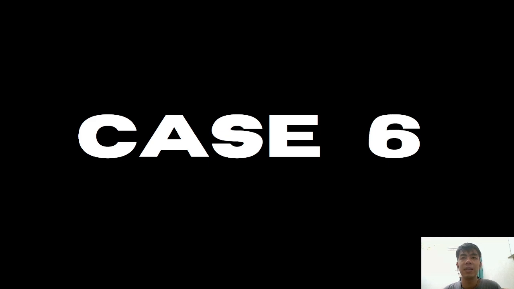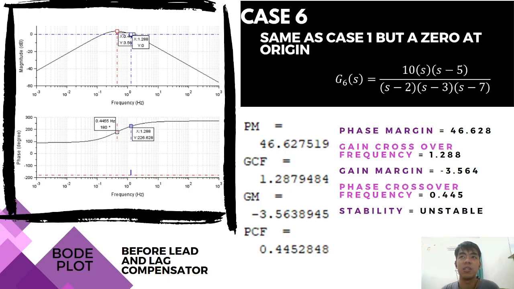For case 6, it's same as case 1, but with a zero at the origin. The G6S is the formula that we generated, and the phase margin is 46.628. The GCF is 1.288. The gain margin is negative 3.564, and the PCF is 0.445. And this system is considered an unstable system.